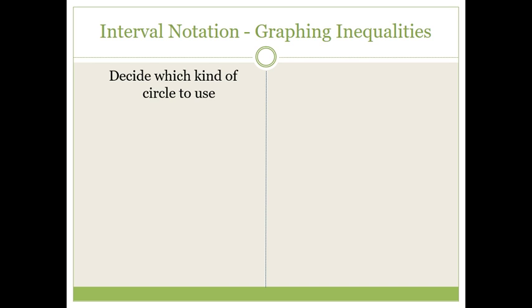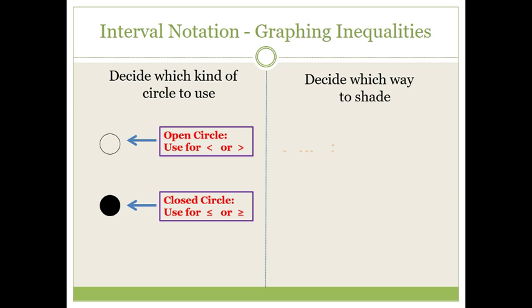First, when you're graphing an inequality, we need to decide which kind of circle to use. Right? An open circle is used to indicate either less than or greater than, while we use a closed circle to indicate less than or equal to or greater than or equal to. Next, you decide which way you have to shade. So if it's less than or equal to, we shade it to the left. And if it's greater than or equal to, we shade it to the right.